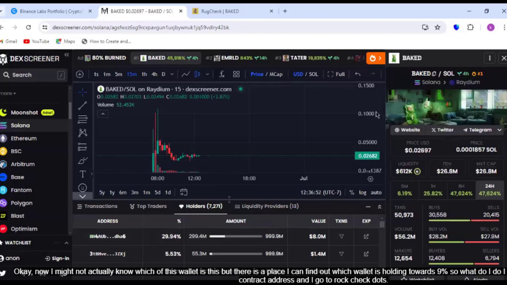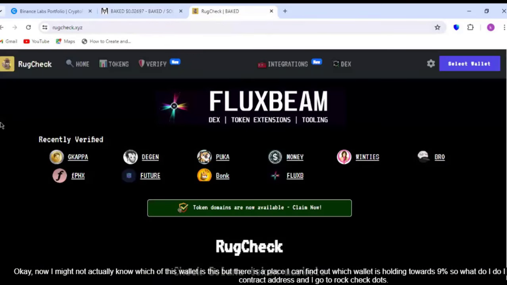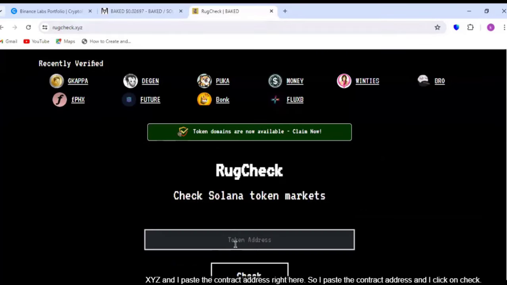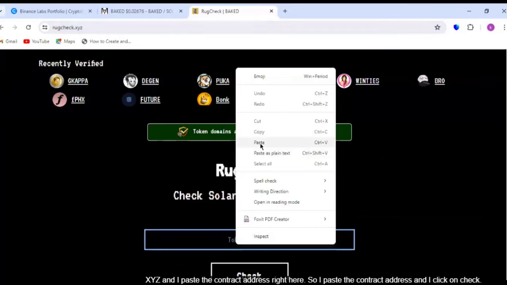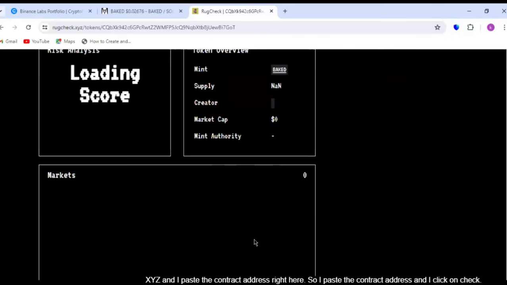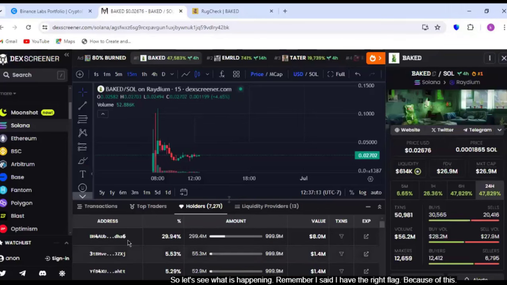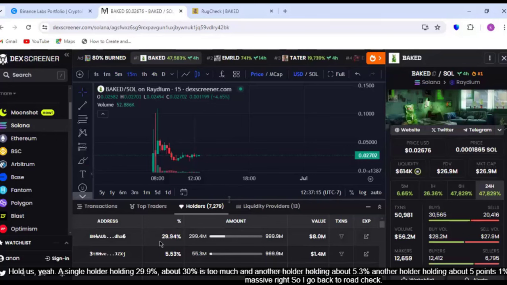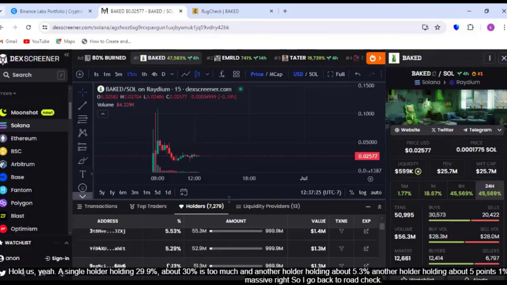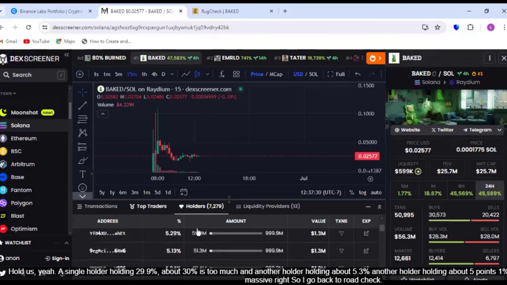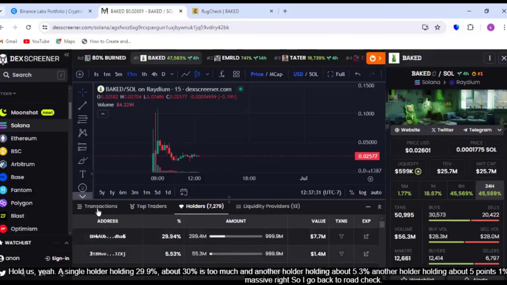So what do I do? I can just come here, copy my contract address, and go to rockcheck.xyz and paste the contract address right here. I click on check. So let's see what is happening. Remember I said I have a red flag because of these holders here, a single holder holding 29.9%, about 30%, it's too much, and another holder holding about 5.3%, another holder holding about 5.1%, 4.9%. Those are massive, right?